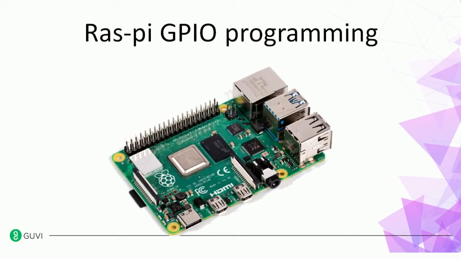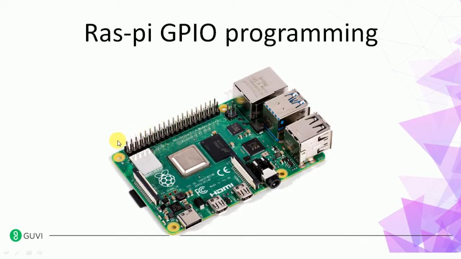Now let us begin with Raspberry Pi GPIO programming. GPIO stands for General Purpose Input Output. So these are the pins. Raspberry Pi has got 20 by 2, total 40 pins. So these are called general purpose input outputs.